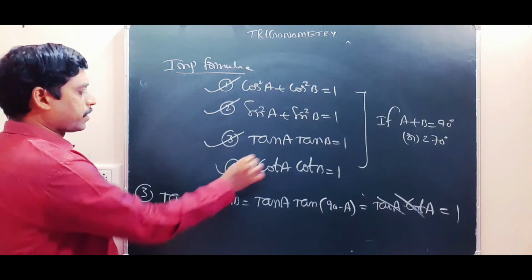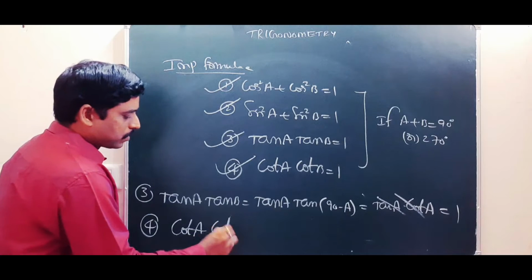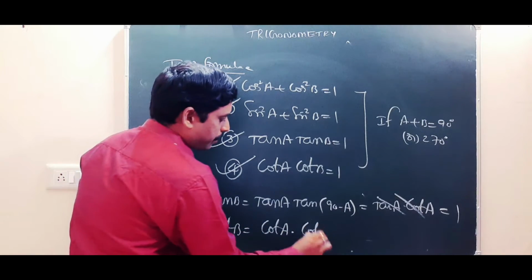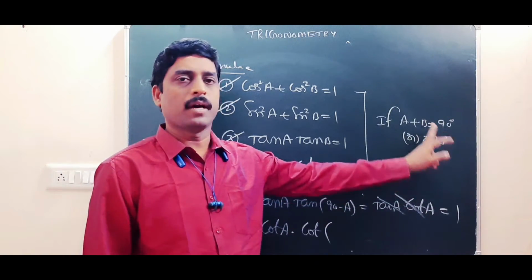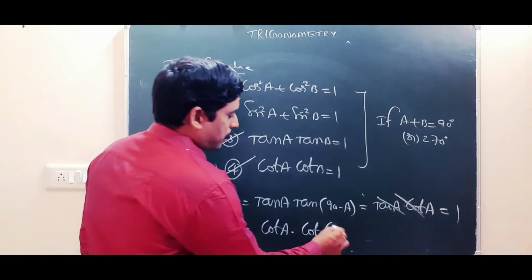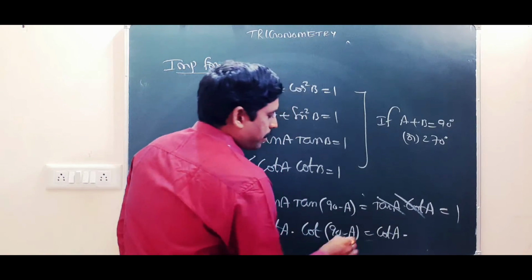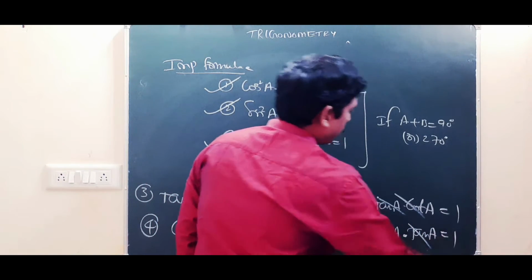Okay. So now let me explain cot a into cot b. In place of b we should write 90 minus a, either 90 minus a or 270 minus a. Okay, write 90 minus a. So cot a into cot(90 minus a), which is tan a, gets cancelled. So the answer will be 1.